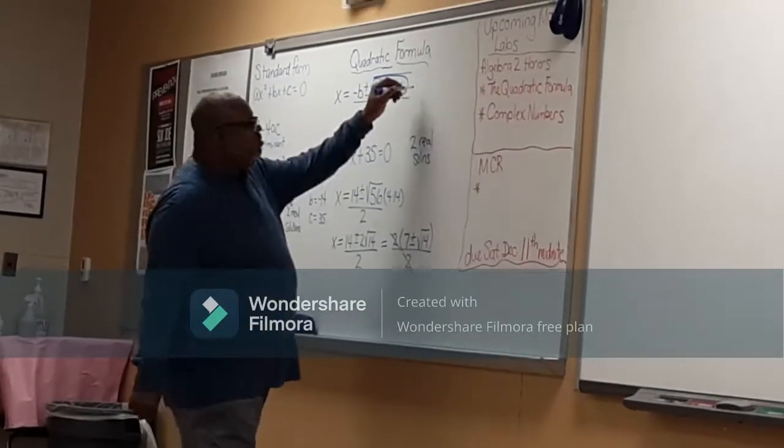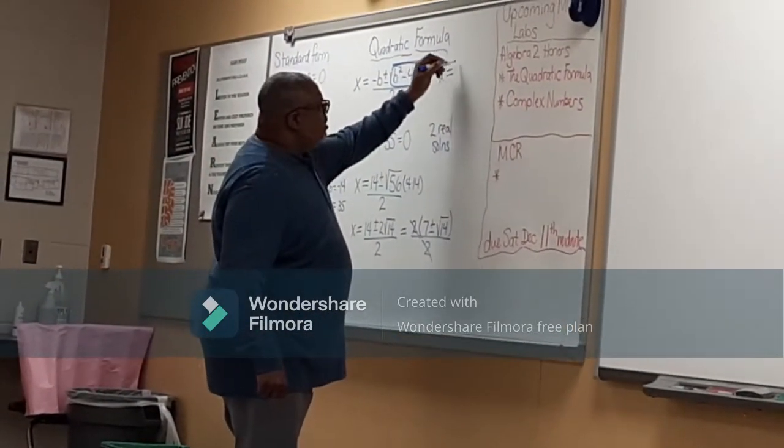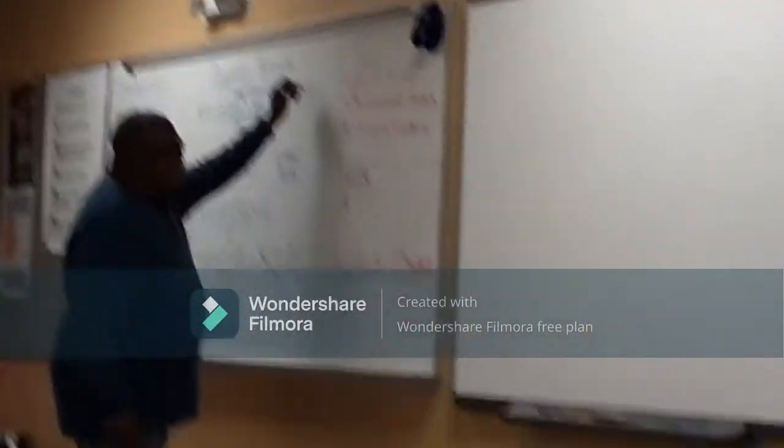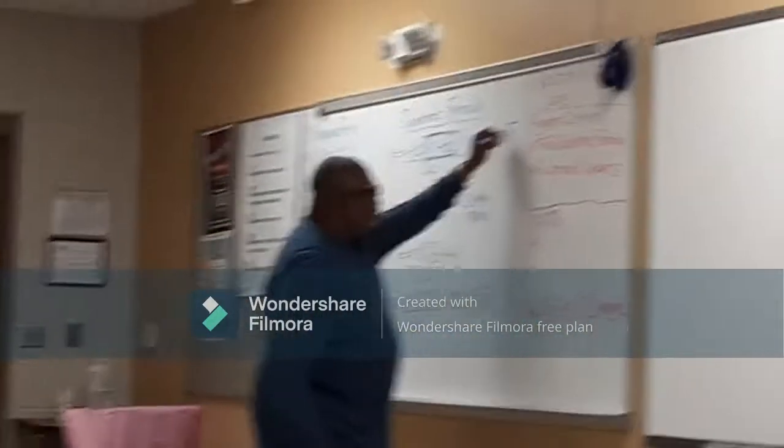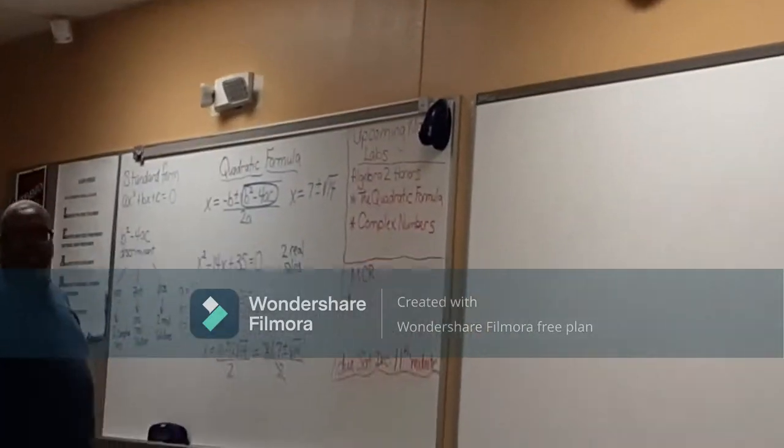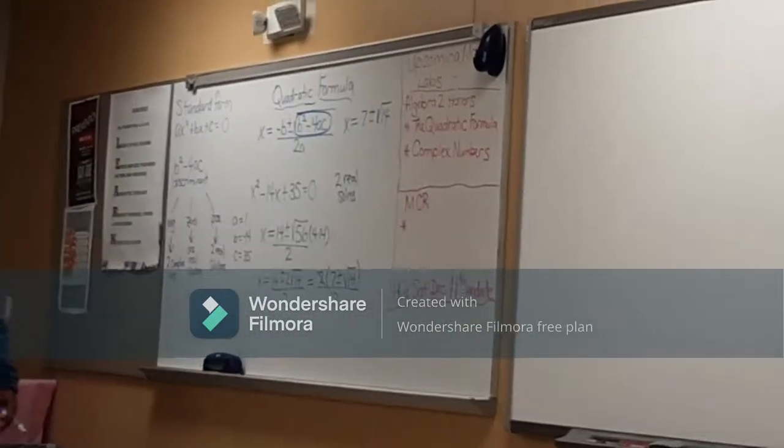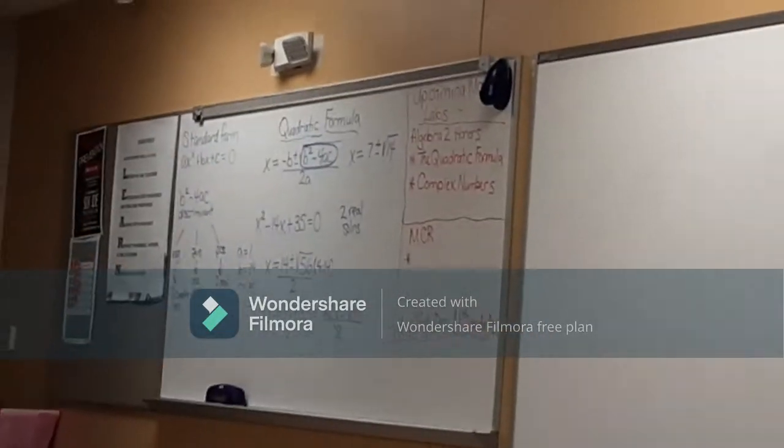So I have x equals 7 plus or minus the square root of 14. Okay? 14, again, that's not on your list. If it's not on your list, leave it.